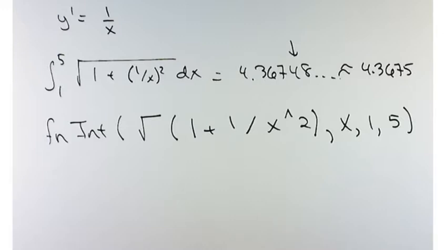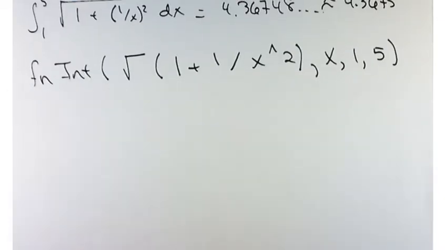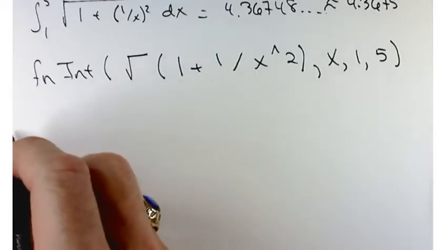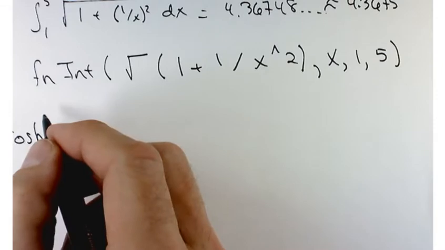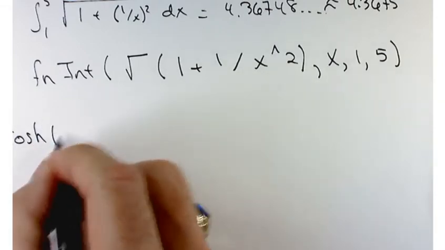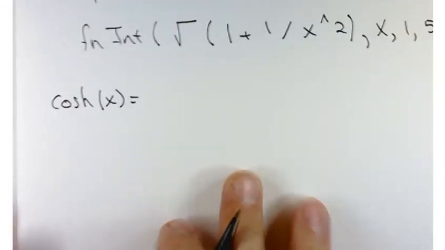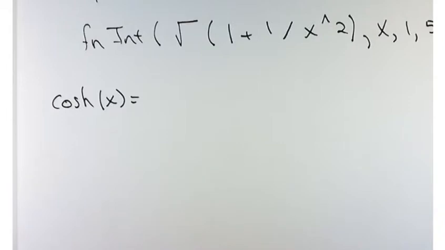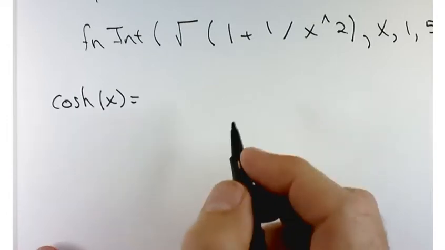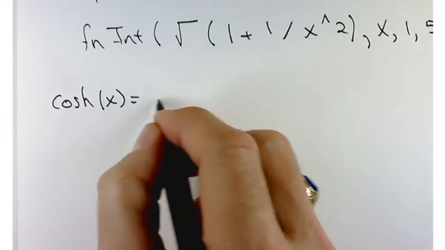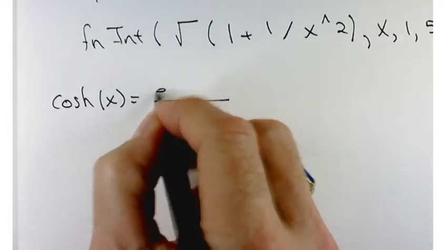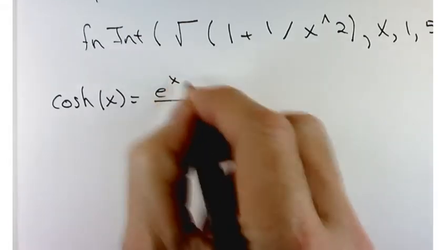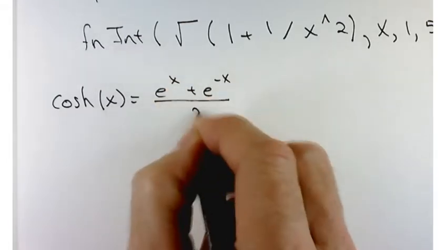Let's see. Let's take a little trip down memory lane here. Before we do problem number 32, let's remind ourselves of cosh of x. Certainly the hyperbolics are something that we covered in this course, and hyperbolic cosine in particular can be defined like this: e to the x plus e to the negative x over 2.